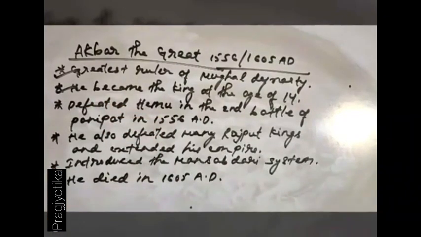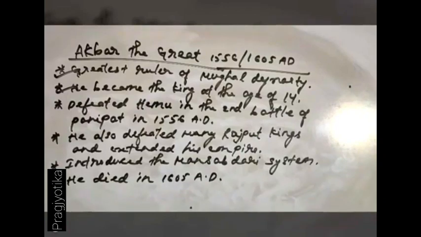Then, soon after becoming the king, Akbar defeated Hemu in the second battle of Panipat and occupied Delhi in the year 1556 AD. After capturing Delhi, he then marched towards south and even north and defeated many Rajput kings and extended his empire. Then he also later on maintained a very good relation with Rajput rulers, which we shall discuss in the next chapter.